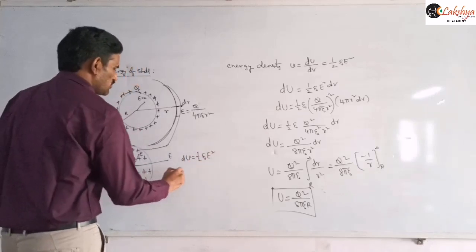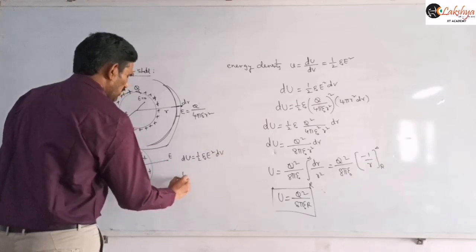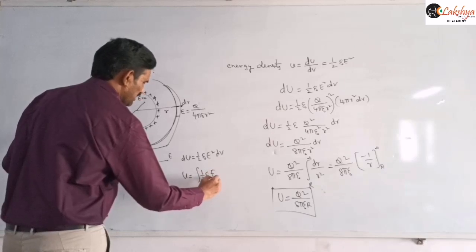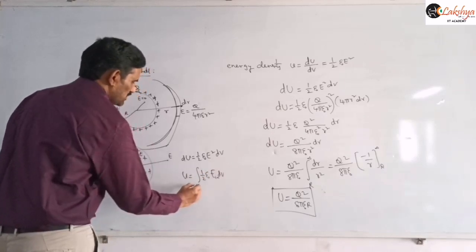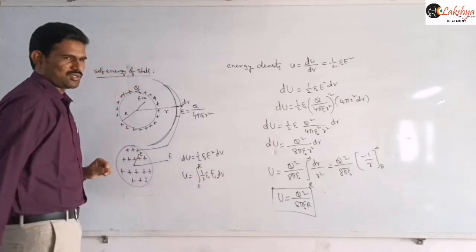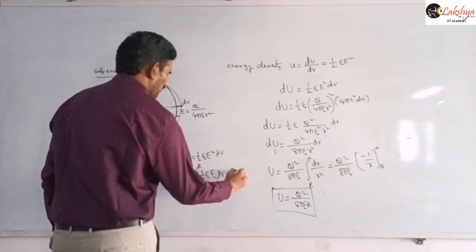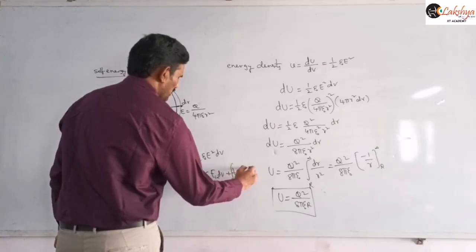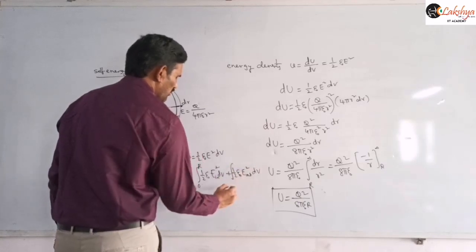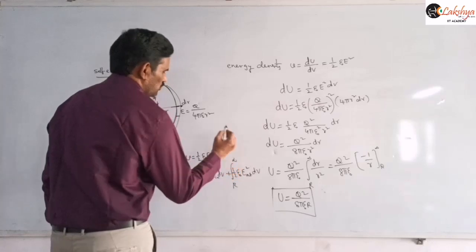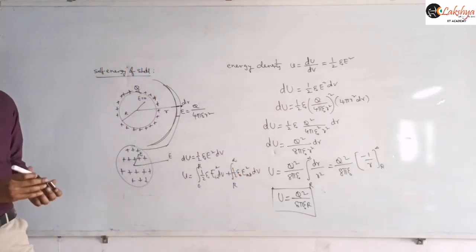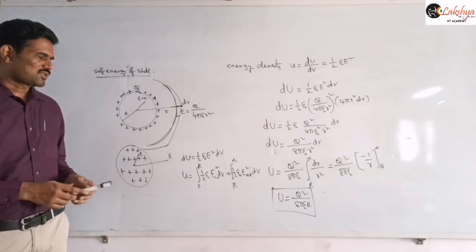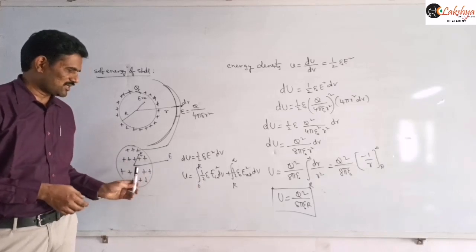Now therefore u is equal to integral of half epsilon naught E inside square into dv. Now this is from 0 to r, for the inside electric field, plus integral of half epsilon naught E outside square into dv. Now here the limits are r to infinity. So now we need to simplify this term here. Got it? So inside one expression is there, outside another expression is there. When you are integrating inside, you need to substitute the inside formula. When you are integrating outside, you need to substitute the outside formula.